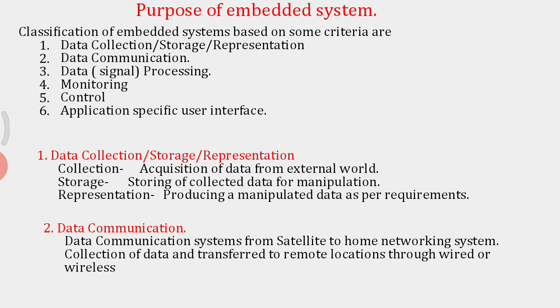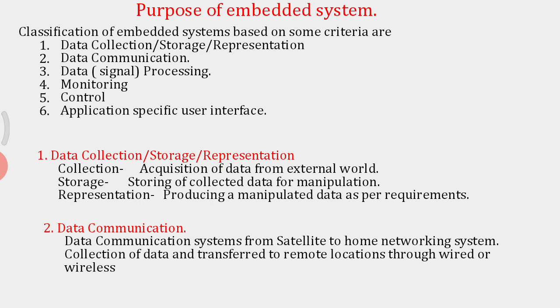Next, we will go through the purpose of embedded systems. So what are the purposes? Why is an embedded system required? A classification of embedded systems based on some criteria is: data collection, storage and representation, data communication, data processing, that is signal processing, monitoring, control, and application specific user interface. So we'll go one by one.